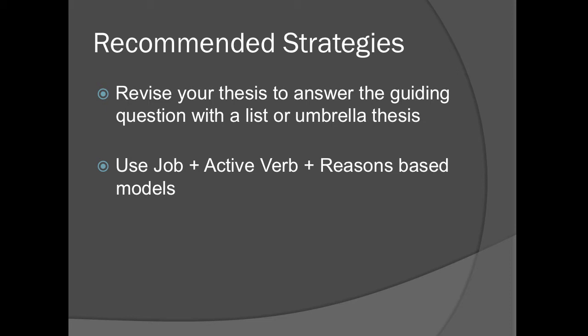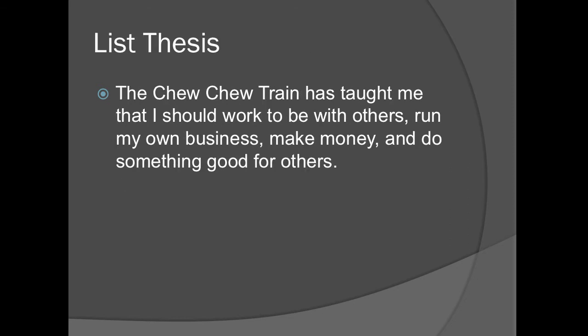What I recommend is using the same formula we've been using for the topic sentences and just expand it. So instead of having a specific experience in our thesis, we have the job as a whole in our thesis, and then we add an active verb, and then we add the reasons that we are going to discuss in the paper. So I like to call that the job plus active verb plus reasons based model. And I'm going to show you a couple of those models now. In fact, there are two primary approaches.